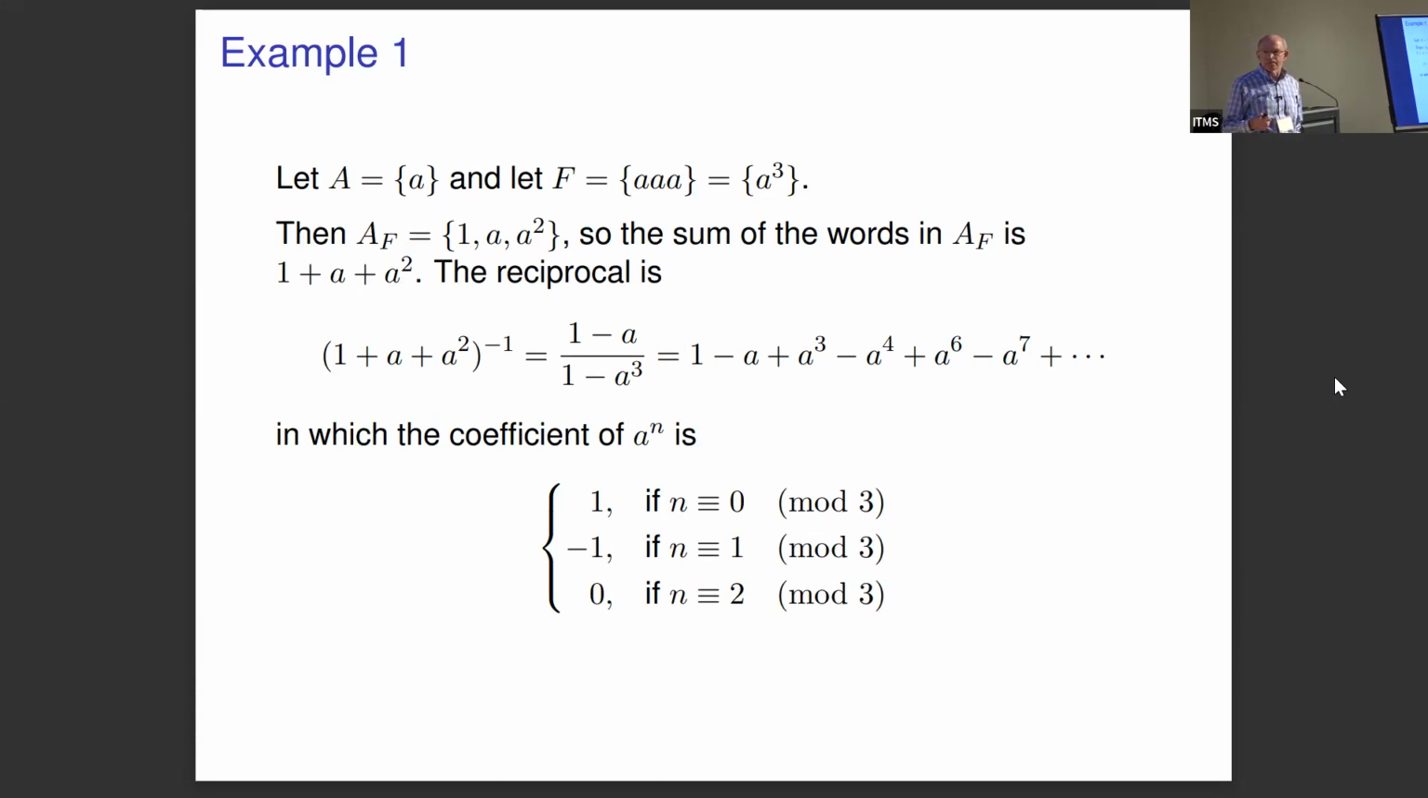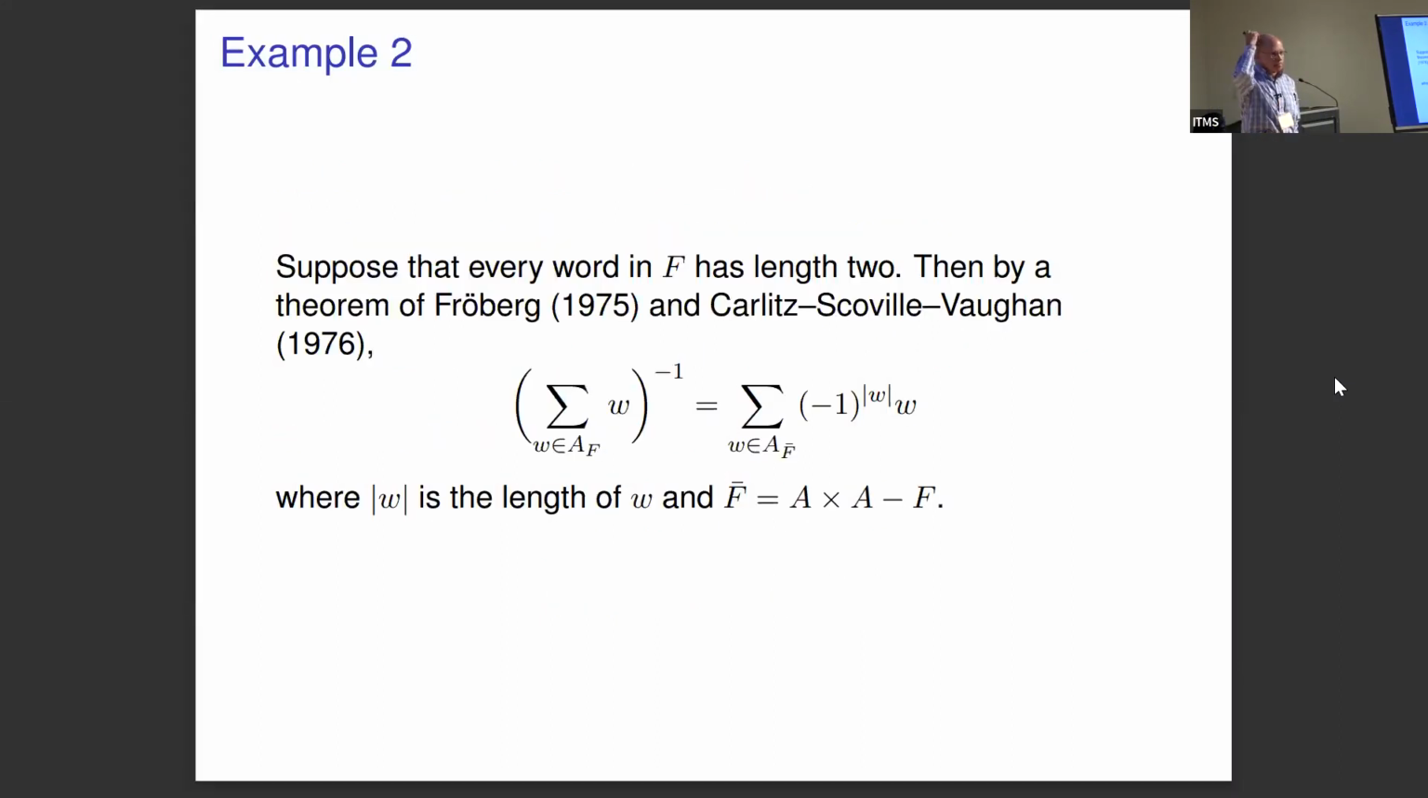So another example, this is a whole class of examples. Suppose that every word in F has length 2. This is a very important special case, but on the other hand, it's much simpler than the general case. My theorem reduces to something simpler in that case.